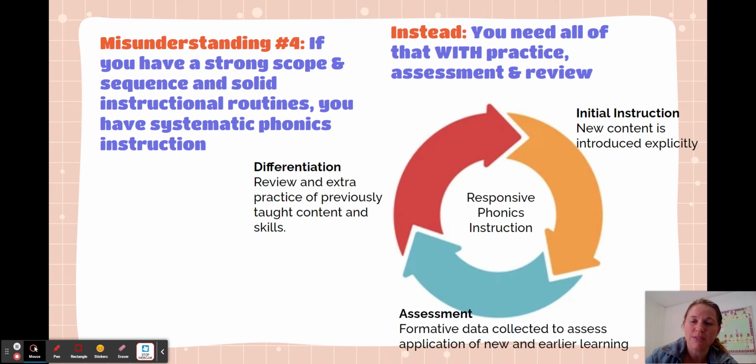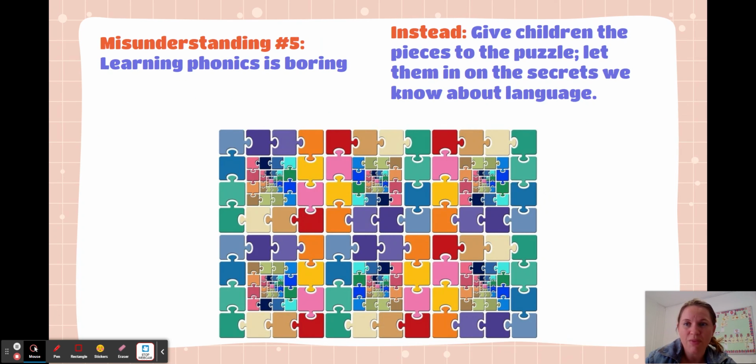Misunderstanding number 4. If you have a strong scope and sequence and solid instruction routines, like we talked about earlier, you have systematic explicit instruction. The few things you're missing here are practice, assessment, and review. So just remembering, with all good teaching, you teach things, you have formative assessment that you collect to see how we're doing, and then you have differentiation, which can be in small groups, that's going to review and give extra practice to those things. And then that's a continuous circle. Same thing with all good teaching.